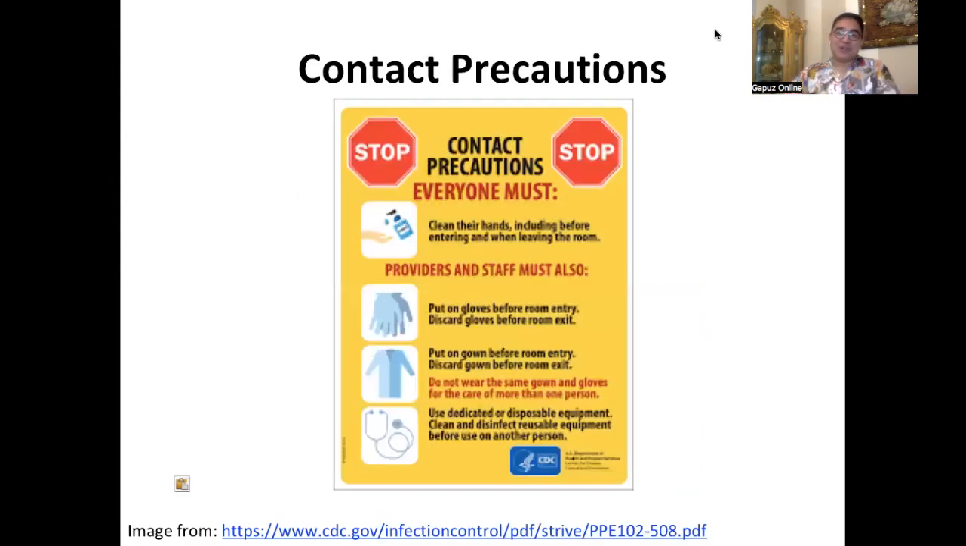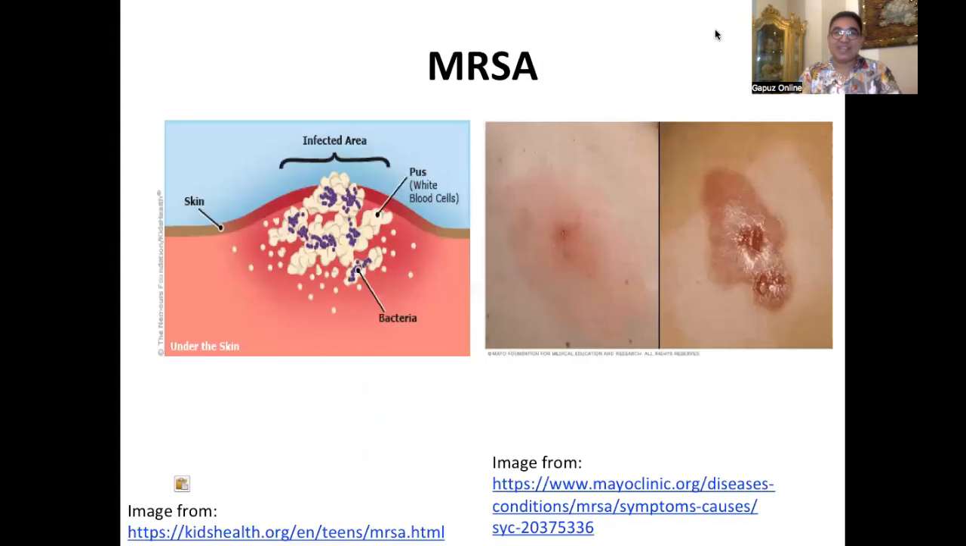For contact precautions, this is usually indicated for patients with diarrhea, like for example, when they have norovirus or Norwalk virus or rotavirus infections. These infections would cause diarrhea, and so we have to implement contact precautions. It's also indicated for RSV, scabies, and head lice.